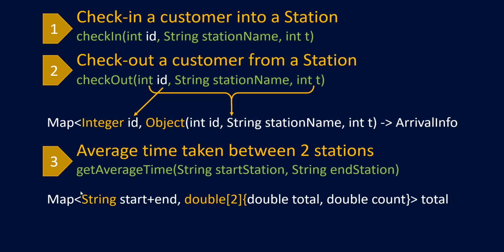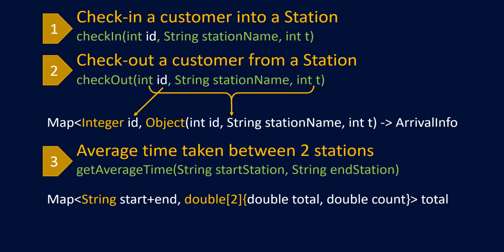So for that, in the map, we'll store the start plus end as a key. So this plus is nothing but we'll use a delimiter to store the combination of my start station and end station as a key, and over here with that we'll store an array that is of size 2. Now this array will contain the total time that is taken by all the customers between these two stations and the count, that is how many customers have been through these two pair of stations.